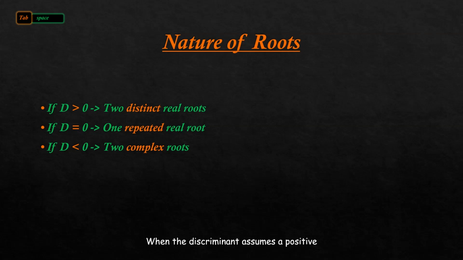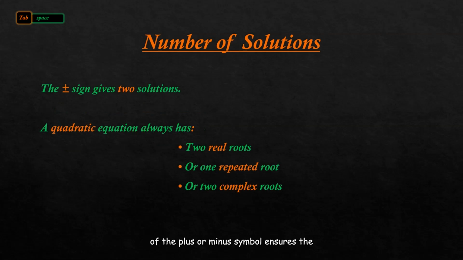When the discriminant assumes a positive value, the equation yields two distinct real roots. When the discriminant is 0, the equation possesses a single real root of multiplicity 2. Conversely, a negative discriminant introduces imaginary quantities, resulting in a pair of complex conjugate roots. The presence of the plus or minus symbol ensures the emergence of two solutions in every case.